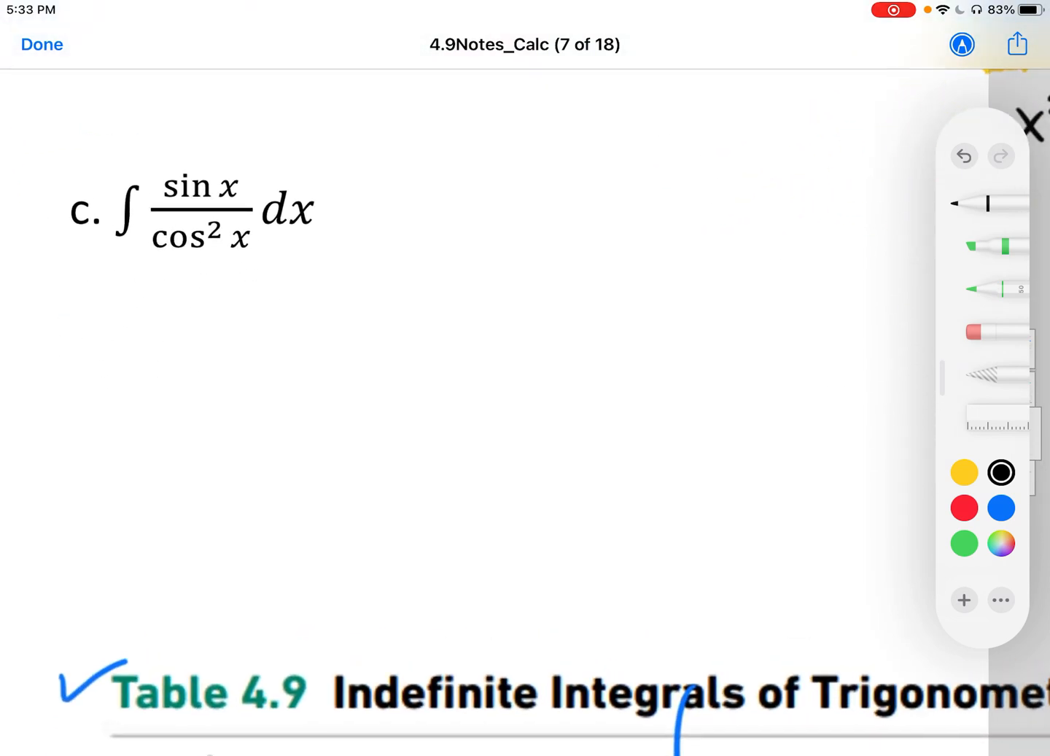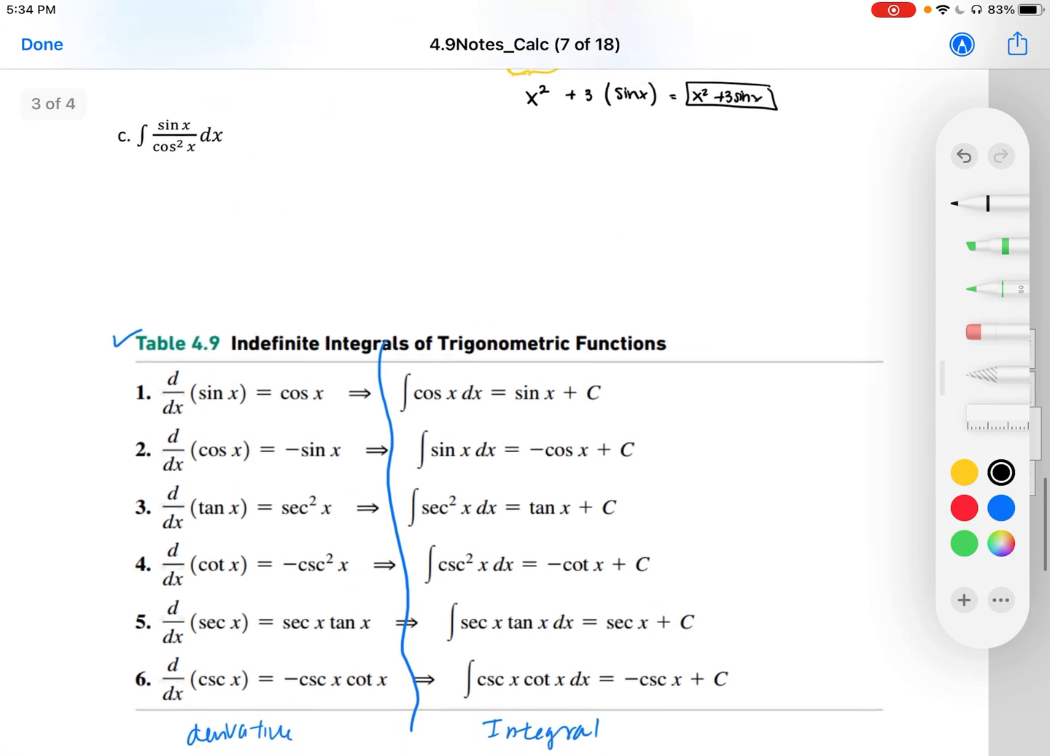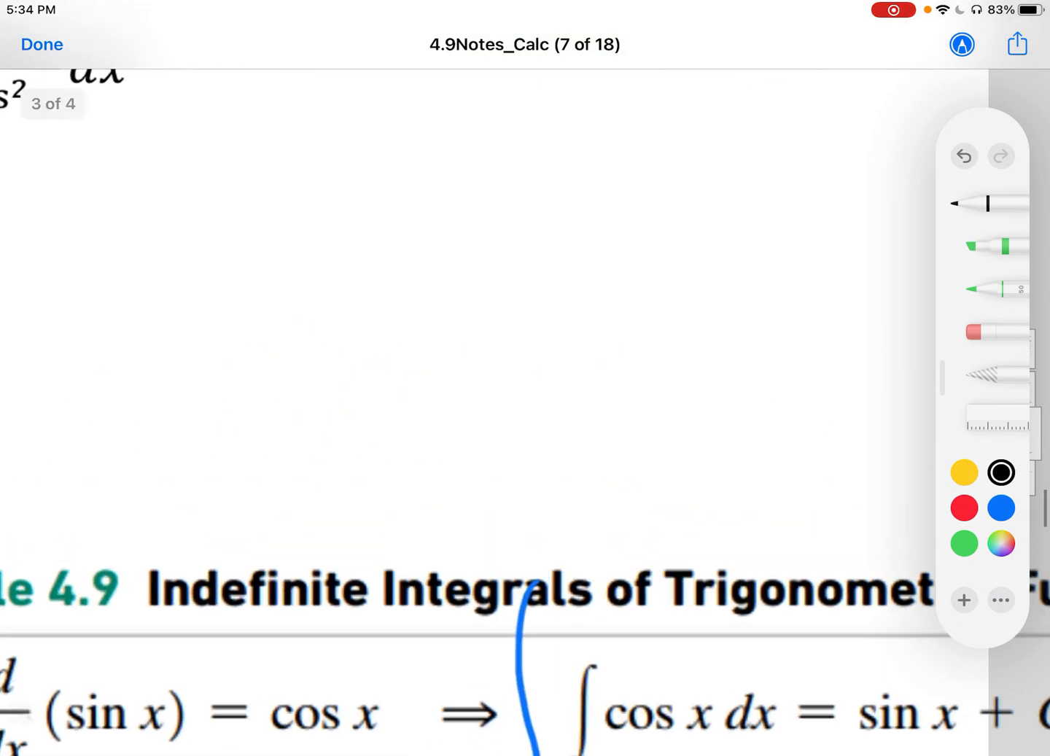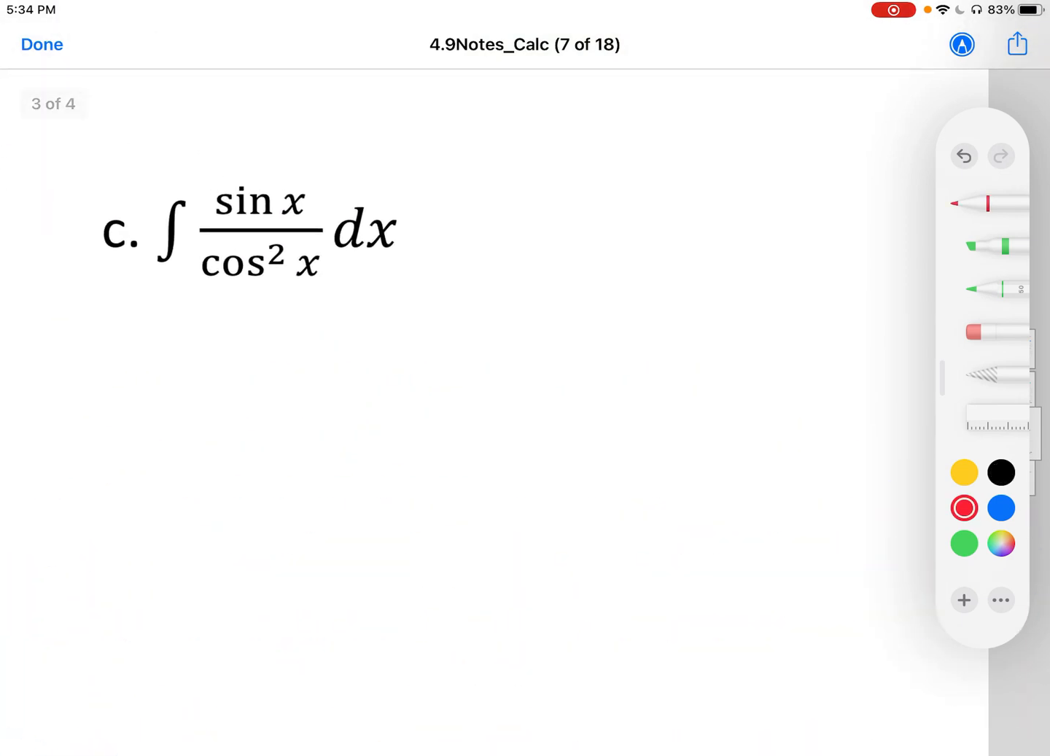Okay, so you have your handout with you. Does sine x divided by cosine squared, is that any of my integrals? It's not, right? So I'm kind of stumped. I don't know what we should do. Whenever you feel that way with trig functions, go ahead and use your trig identities. That's very helpful. So let's go ahead and write this.